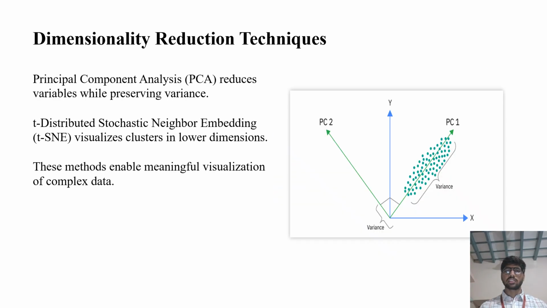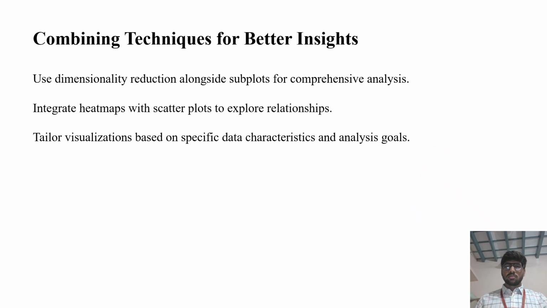Dimensionality reduction techniques. Principal component analysis reduces variables while preserving variance. T-distributed stochastic neighbor embedding visualizes clusters in low dimensions. These methods enable meaningful visualization of complex data.